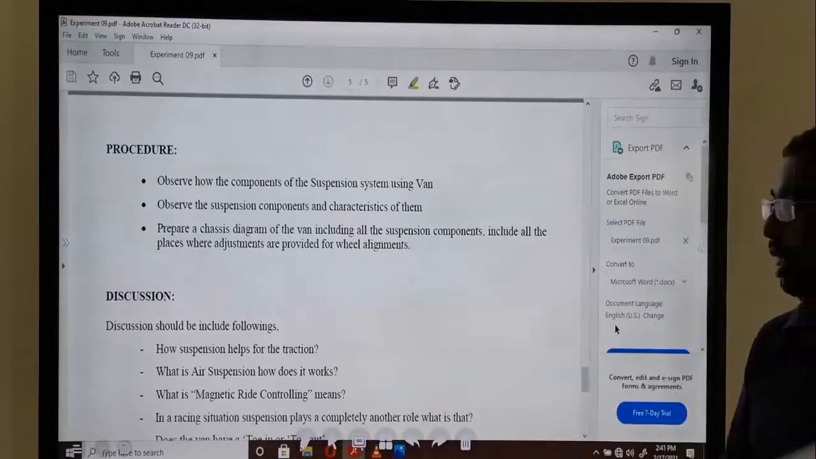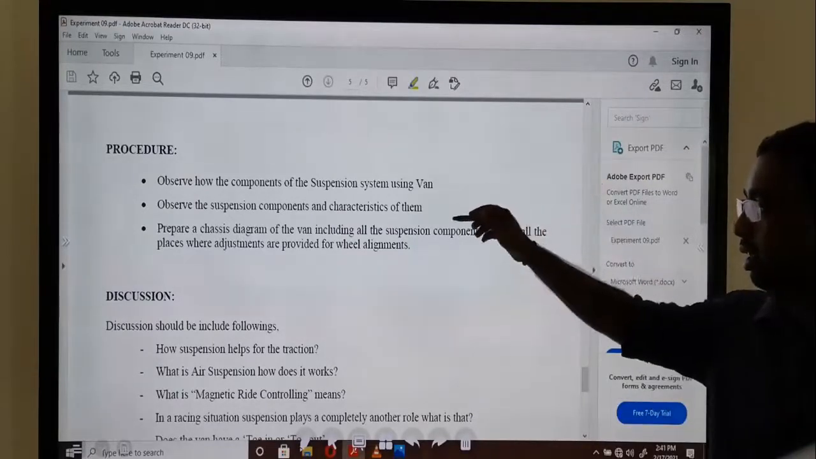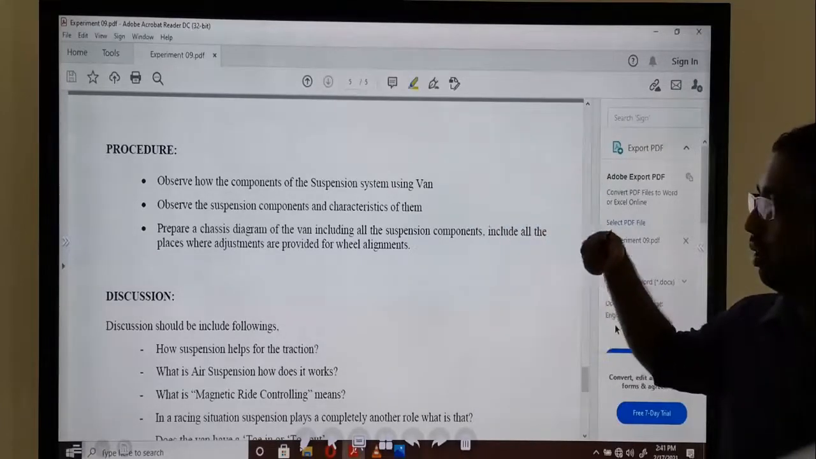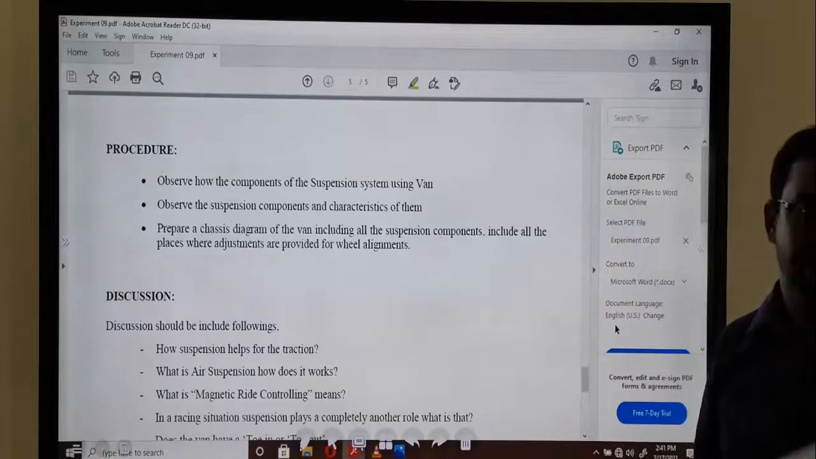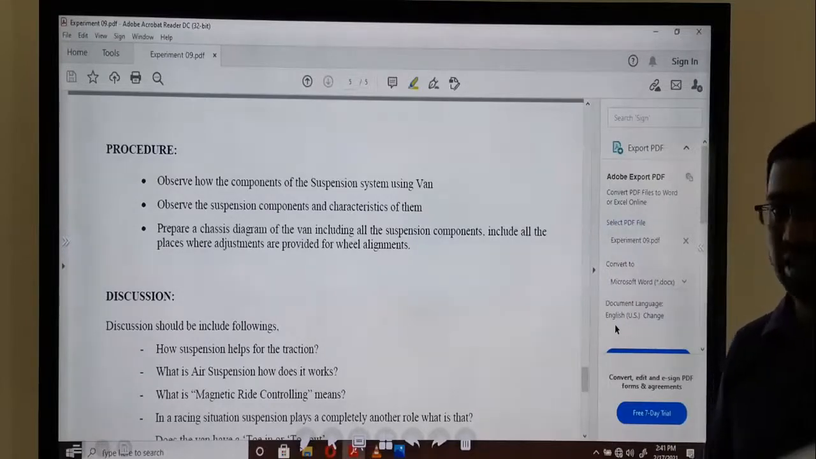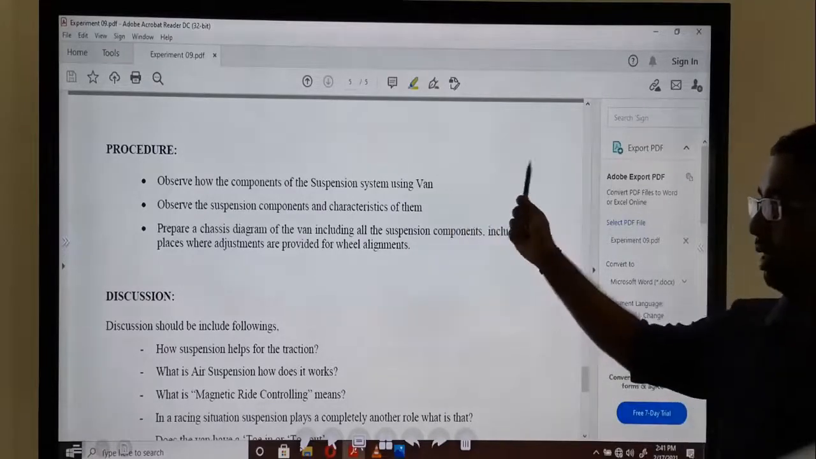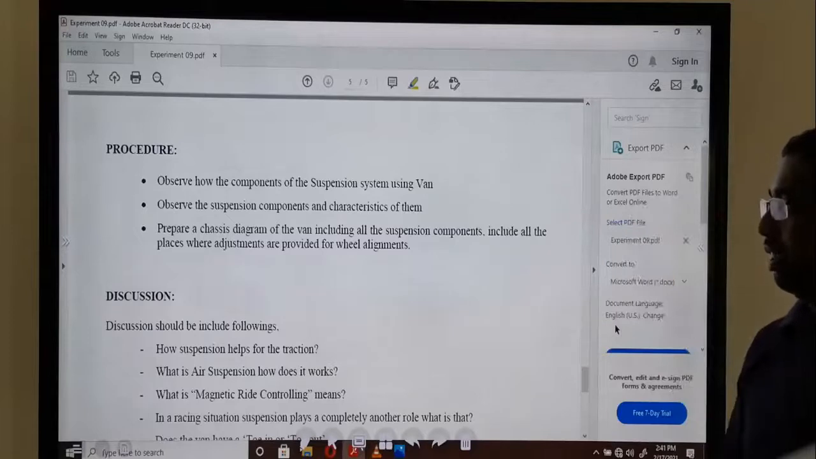Here you need to add the torsion bar and anti-roll bar. If you find any other suspension system, for example the ball joint, you can mention it here too. You need to add the suspension components and display their characteristics.